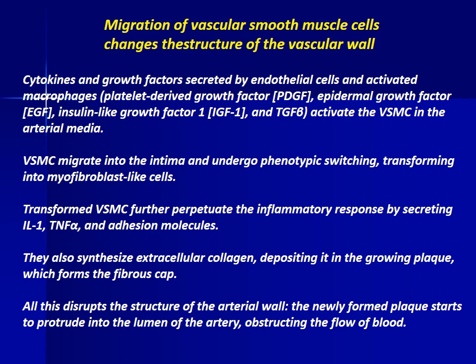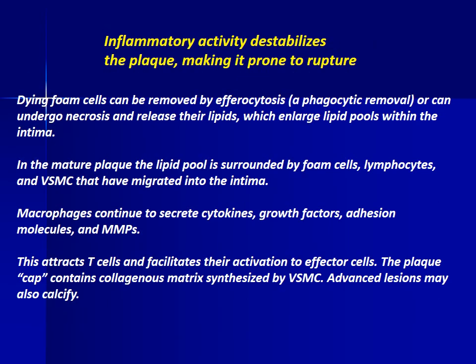Transformed vascular smooth muscle cells further perpetuate the inflammatory response by secreting interleukin 1, tumor necrosis factor alpha, and adhesion molecules. They also synthesize extracellular collagen, depositing it on the growing plaque, which forms the fibrous cap. All this disrupts the structure of the arterial wall. The newly formed plaque starts to protrude into the lumen of the artery, obstructing the flow of blood. Inflammatory activity destabilizes the plaque, making it prone to rupture.